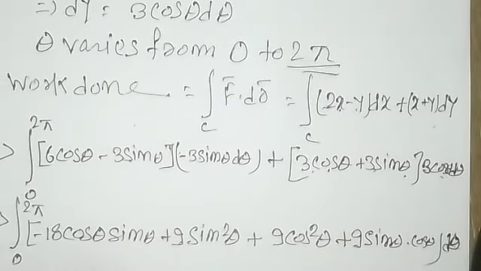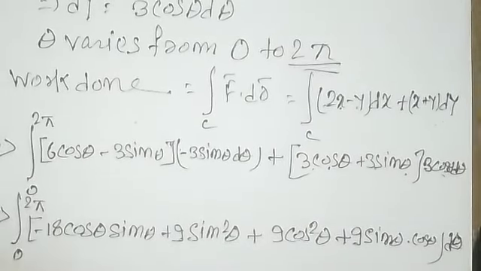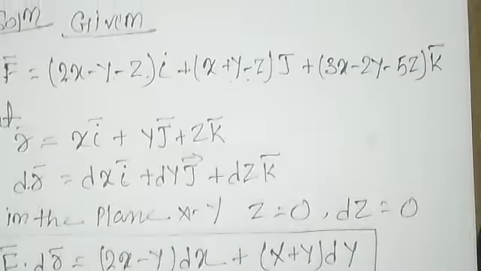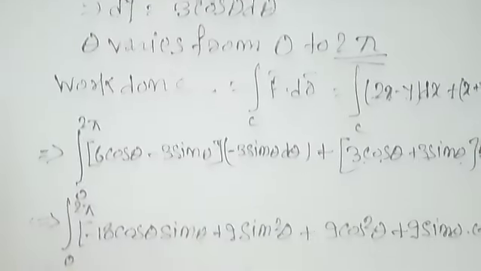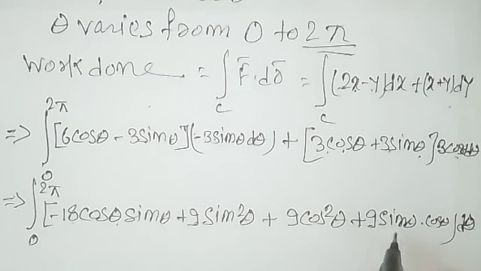So do one thing, just pause the video and copy this. We'll do the next. Now, here we go again. This will be the simplification you can do: minus 18 cos theta sin theta and plus 9 sin theta cos theta is what? Minus 9 cos theta sin theta.